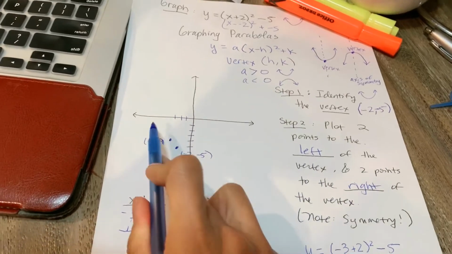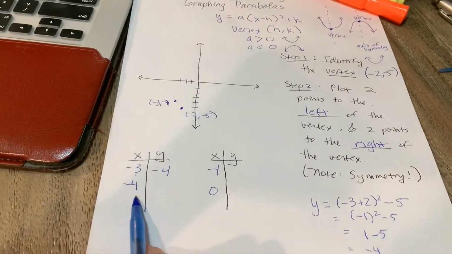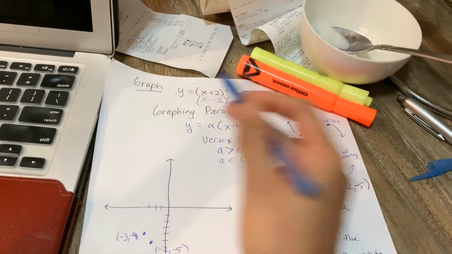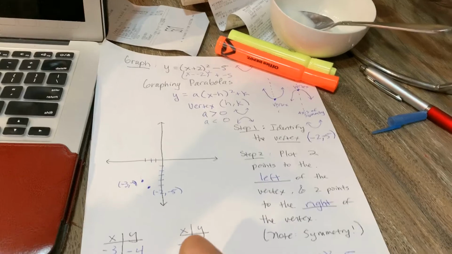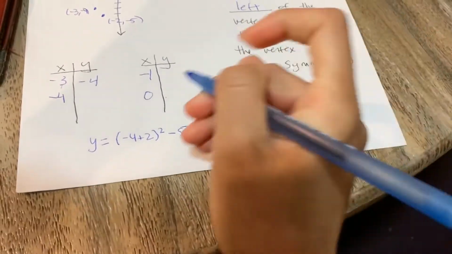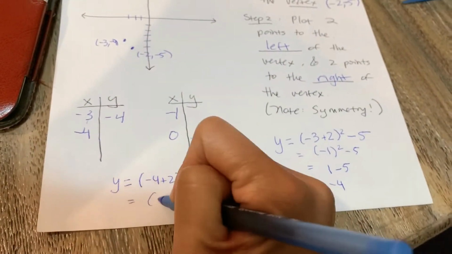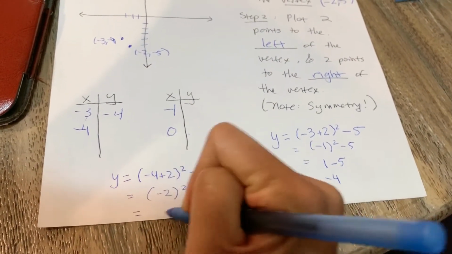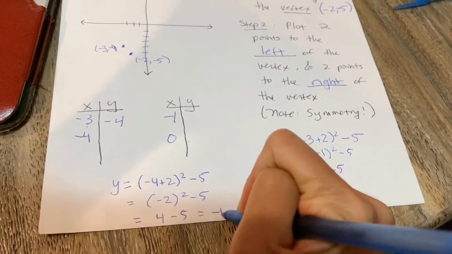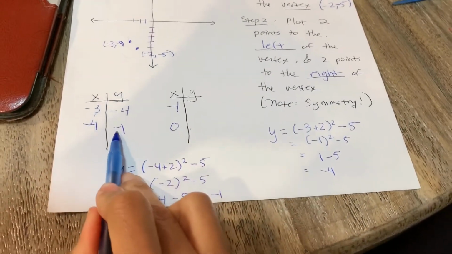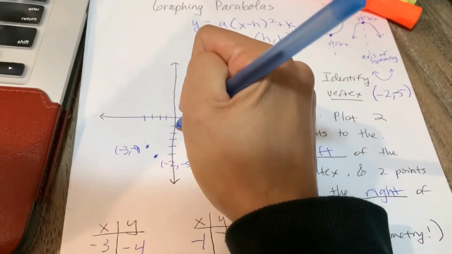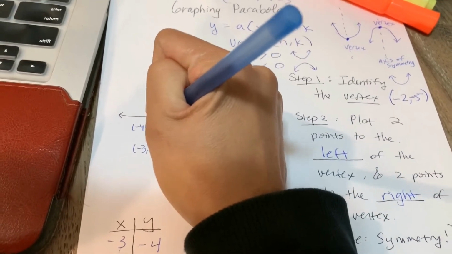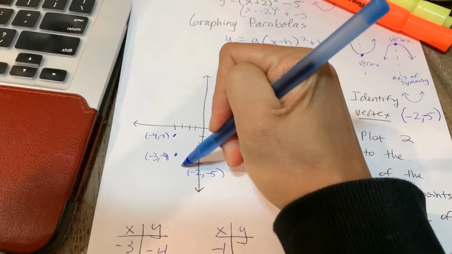Okay, so now I'm going to plug in one more point to the left of this, which is -4. If I plug -4 in, I get y is equal to (-4 + 2) squared minus 5. So if I plug -4 in for x, I end up getting (-2) squared minus 5, which is equal to 4 minus 5, which is equal to -1. So my y value is -1 when x is -4. When I plot that in, when x is -4, y is going to be -1. (-4, -1). And notice, here's the vertex.